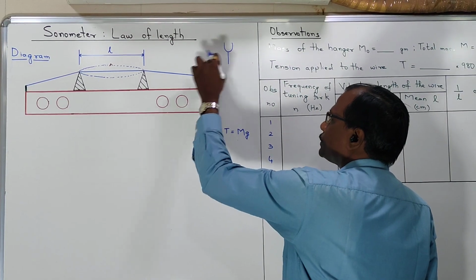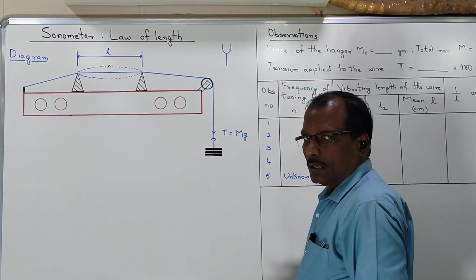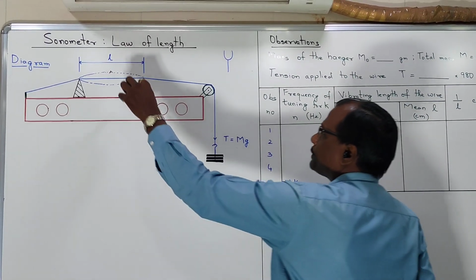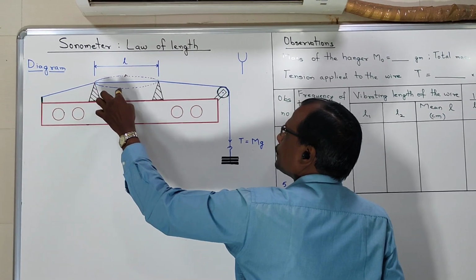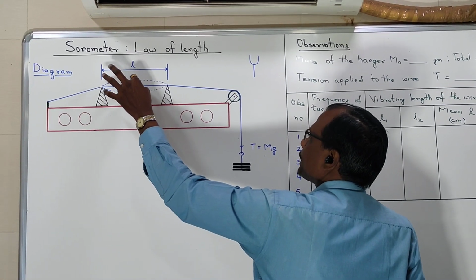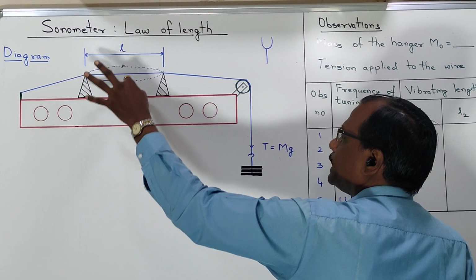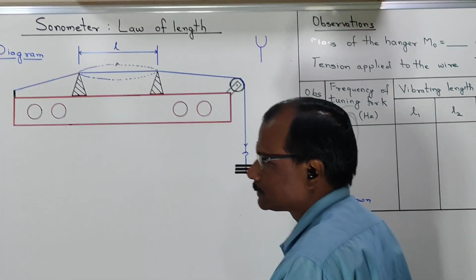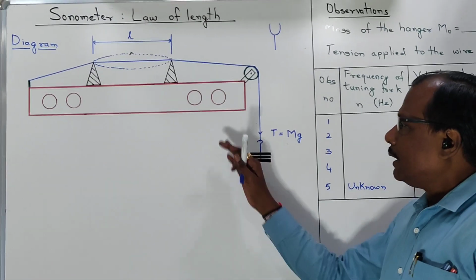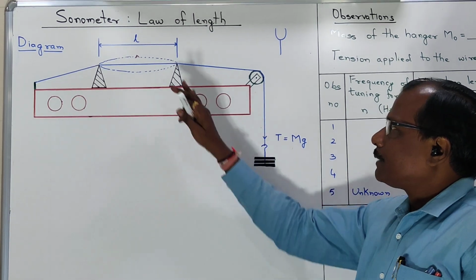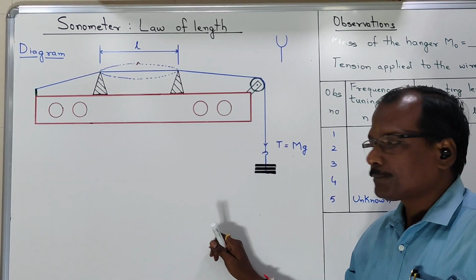We keep the base of the tuning fork on the surface, and because of that there is vibration in the string, and because of this vibration of the string, the paper rider which is kept on the string falls down. Here the paper rider falls down.